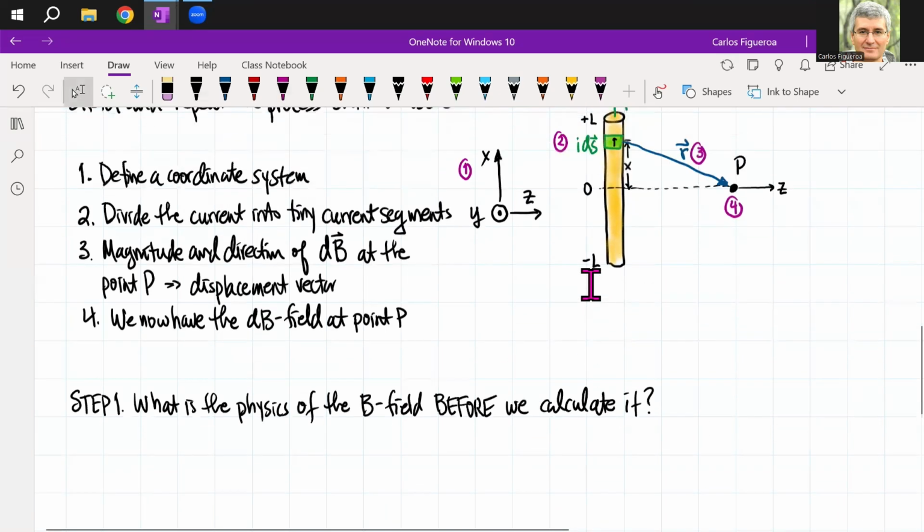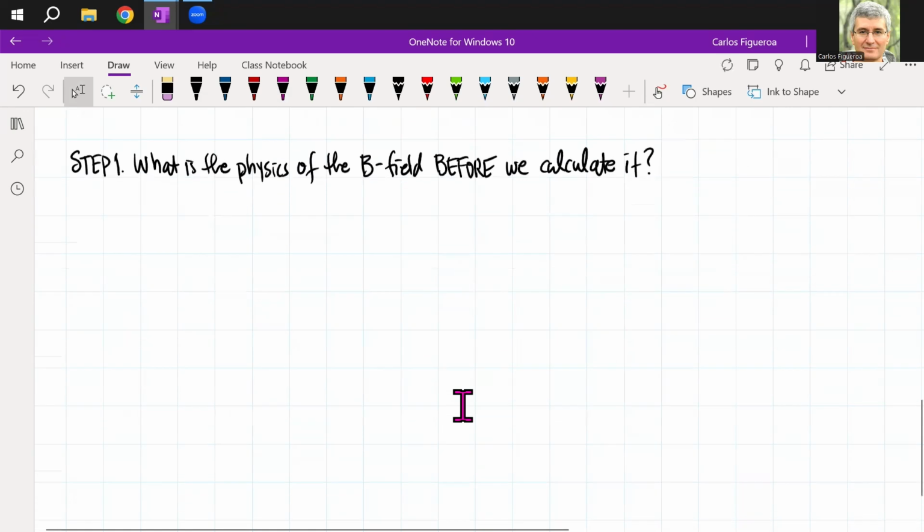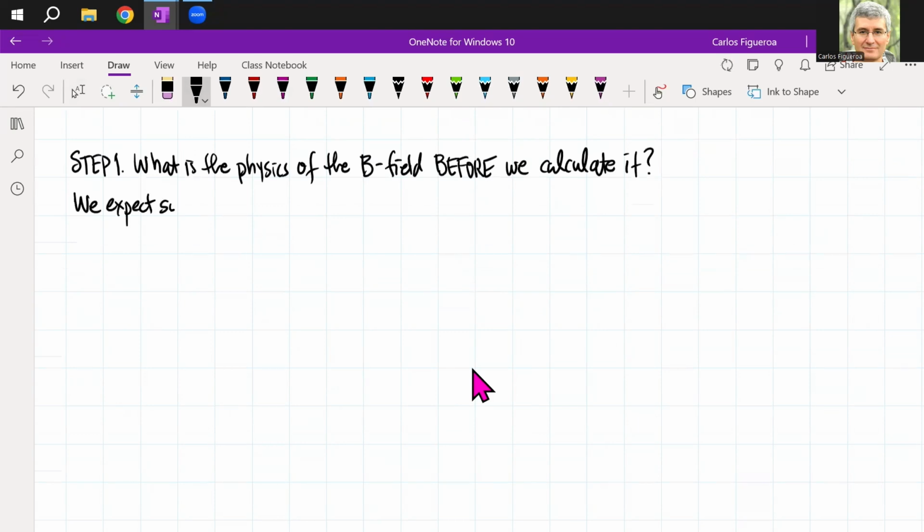So what I want to do is copy this guy right here, and take it down with me. And what we've said already here is that we expect symmetry to play a big role in simplifying the calculations.